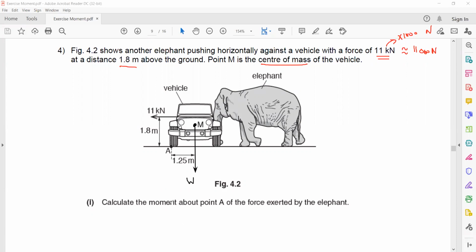In the first part, they're saying calculate the moment about point A. Whenever they give a reference like about point A, it means this point A is a pivot. Around this point, this object can rotate. So calculate the moment, or turning effect, about point A of the force exerted by the elephant. When this elephant pushes the car, it can topple or rotate about this point. So which direction does the car tend to rotate? Clockwise or anti-clockwise?